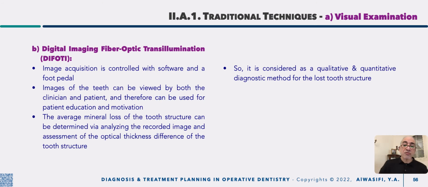One of the advantages of the software of this device is the average mineral loss calculation and comparison between normal and abnormal tissue. With the help of this device, the average mineral loss of tooth structure can be determined by analyzing and recording images and assessing optical thickness between different thicknesses of tooth structure of healthy and non-healthy tissues of the same tooth, at different levels and at different times. So it is considered a qualitative and quantitative diagnostic method for lost tooth structure.